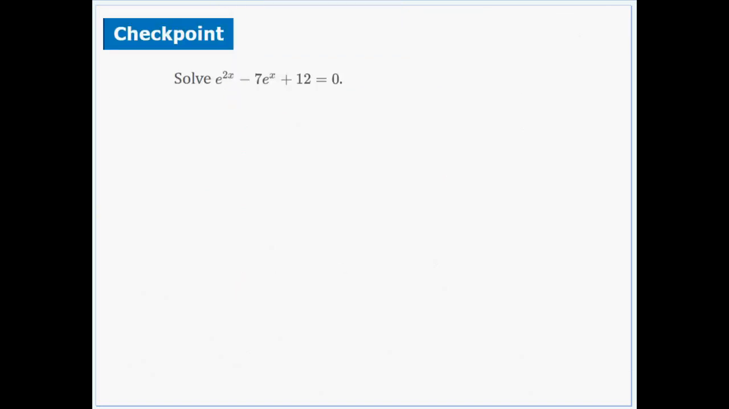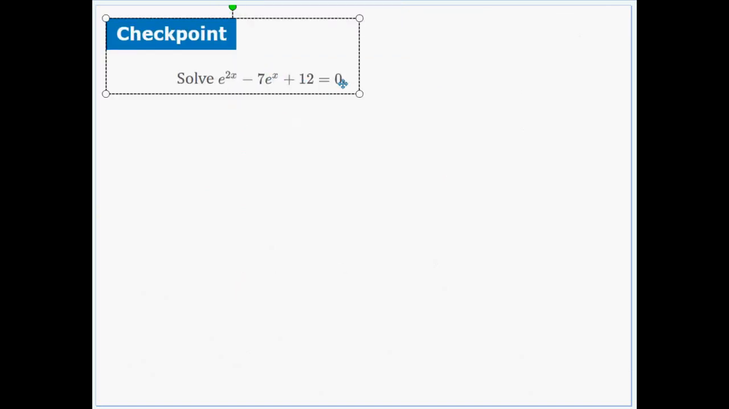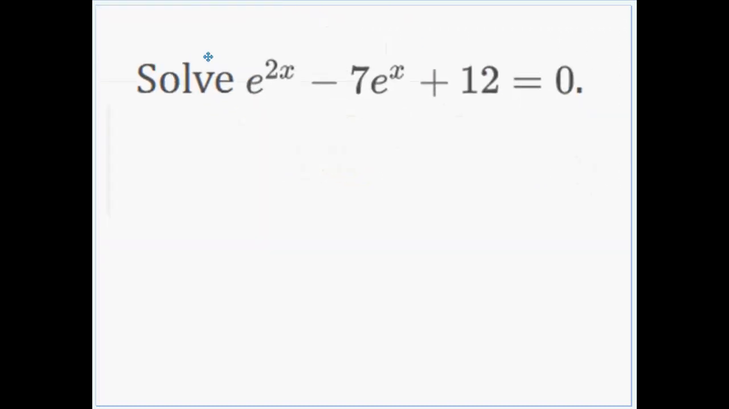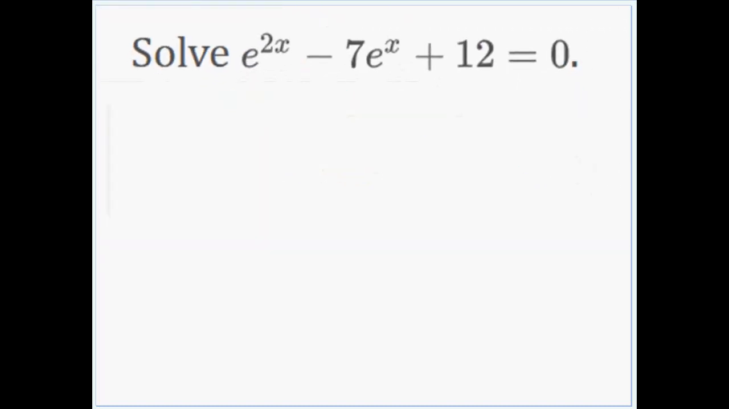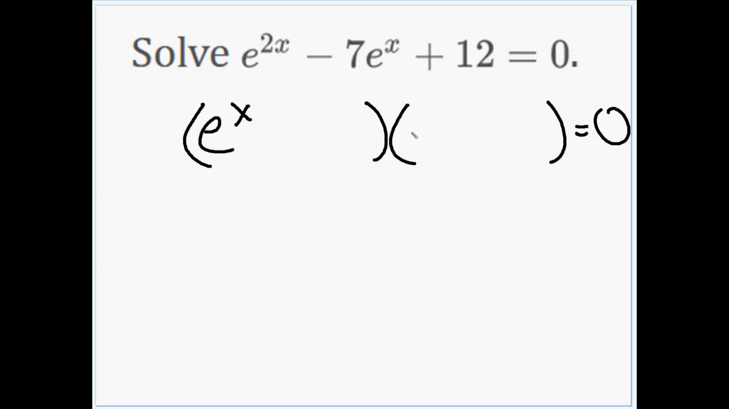What's next? Oh, one for you to try. Okay, give it a shot. Again, it's going to be a lot like the last one. Don't let the e to the 2x power throw you. All right, so we'll have an e to the x times an e to the x. That gives us e to the 2x.